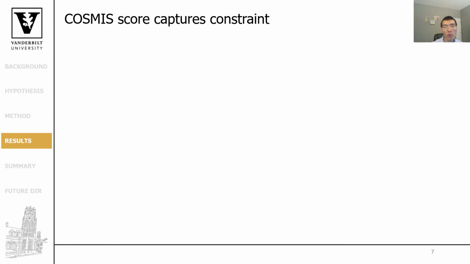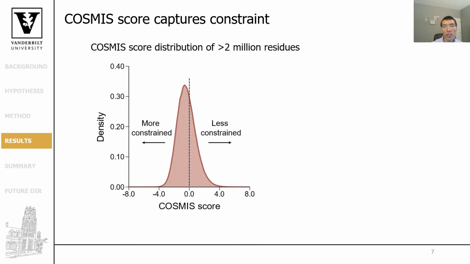Considering both structures from the Protein Data Bank and high-quality models from the Swiss-Model repository, we were able to compute the COSMIS scores for over 2 million unique residues. Here is what the overall distribution of the score looks like. As expected, the score spans a wide range from negative to positive with a clear shift toward constraint.